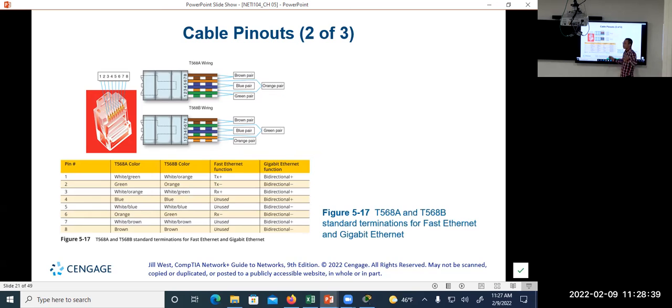But remember, when you work with your network, if you work with A, every cable has to stick to A. You have to be consistent here. Or if you work with B, every cable you have to terminate with B. You have to be consistent with this. And from the performance point of view, there is no difference.